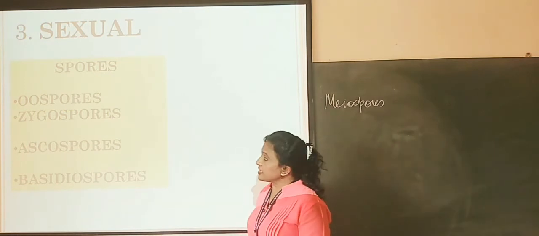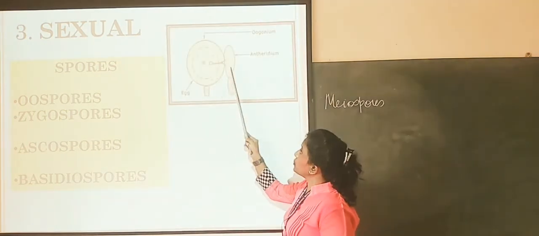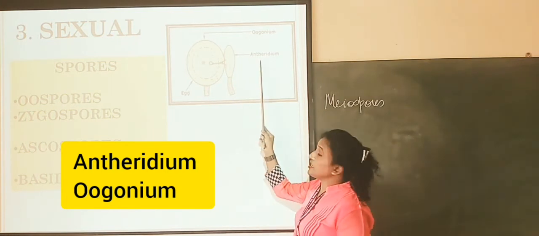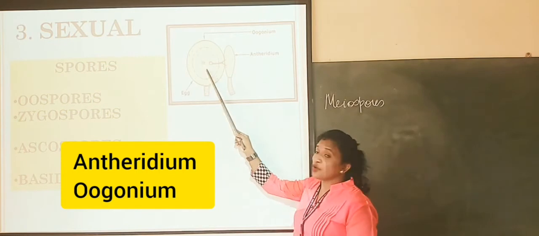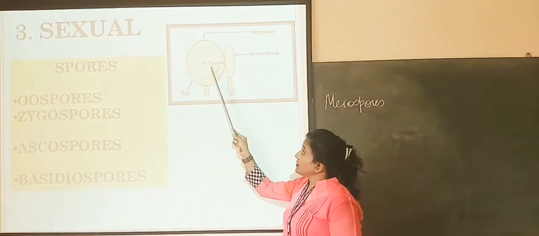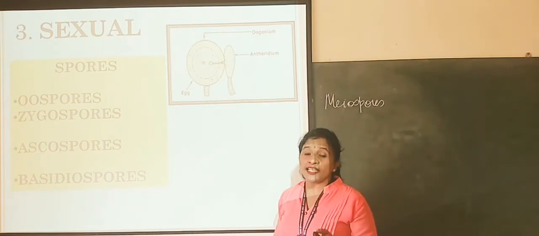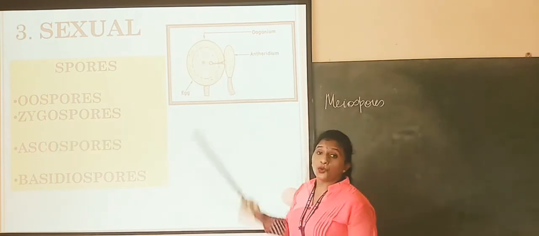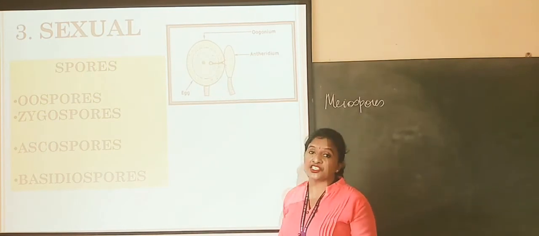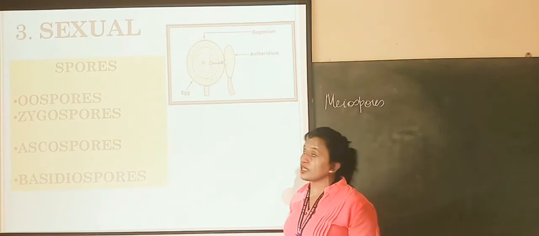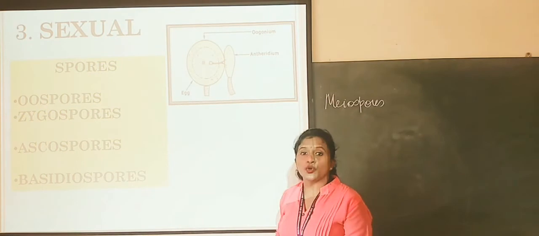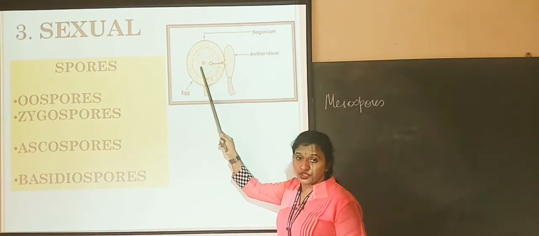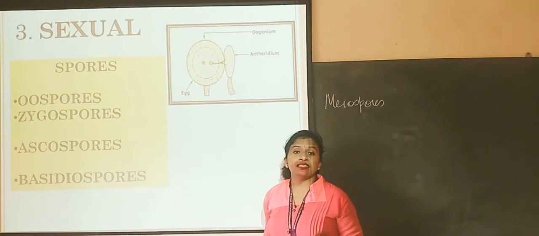Okay, the first type is oospores. There are two types of sex organs, antheridium and oogonium. Antheridium is the male sex organ and oogonium is the female sex organ. Both the sex organs are called gametangia. So the male gamete will be released from the antheridium into the oogonium, and there the syngamy or fertilization of male and female gamete will take place. Okay, so both these sex organs will come very close to each other during the fusion. The zygote that is formed after the fusion will undergo meiotic division to release oospores.